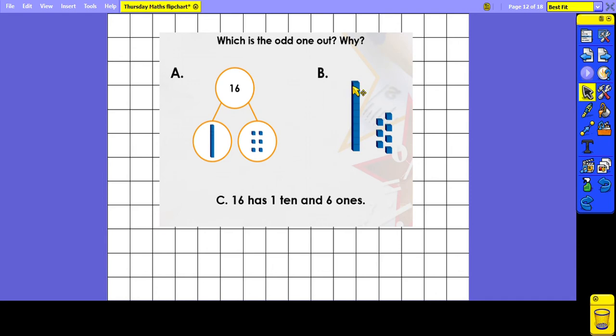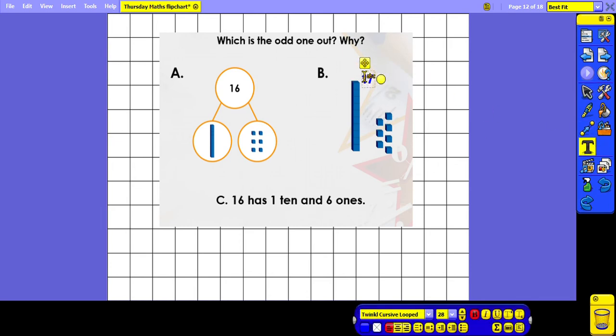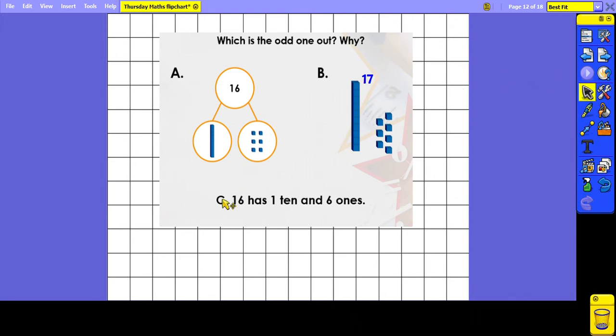If we look at B next, we have got 1 10. This time there's 1, 2, 3, 4, 5, 6, 7 1s. So these two are different. B is representing the number 17. Then if we look at C, it says 16 has 1 10 and 6 1s. So A and C are the same. B is different because it is representing the number 17. The other two are representing the number 16.